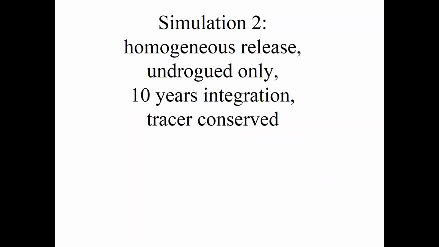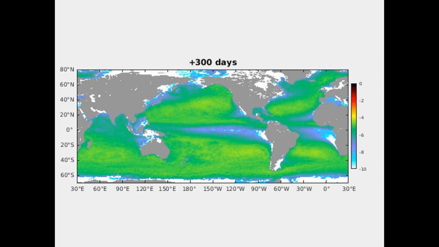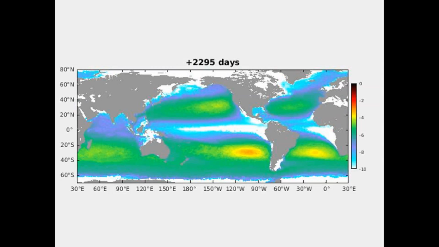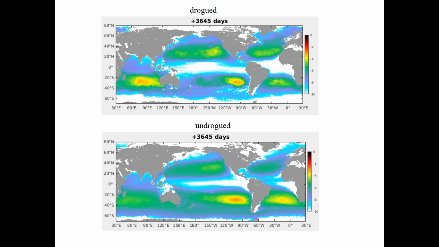So here's the same thing, but for the undrogued drifters only, again running out 10 years. One of the things that's really dramatically different is what's happening in the Indian Ocean. In the drogued case, there was quite a bit of accumulation in that Indian gyre that in this case is actually leaking around and entering the South Pacific gyre or following the Agulhas pathway into the South Atlantic, which you can see is stronger in the undrogued case compared to the drogued. But there's virtually no Indian gyre for the undrogued drifters compared to the drogued drifters.